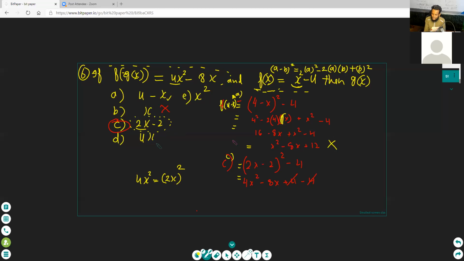By D, you can get 16x square. By E, you can get only x square, okay? By this, you can get 16x square by using the formula. So this is the only option that gives you 4x square, then this is correct. You can use this technique or also use this technique, okay? This technique is easy for you for checking the option.